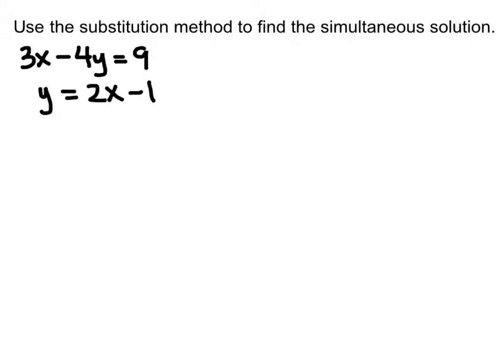Use the substitution method to find the simultaneous solution. Whenever you're asked to use the substitution method, the first thing you should do is look at both equations and see if any of the equations is already solved for a particular variable.